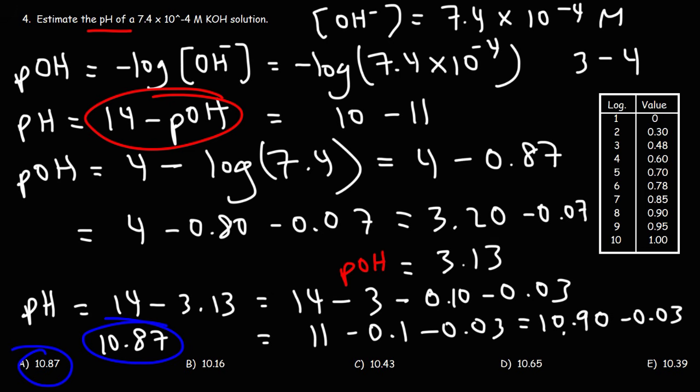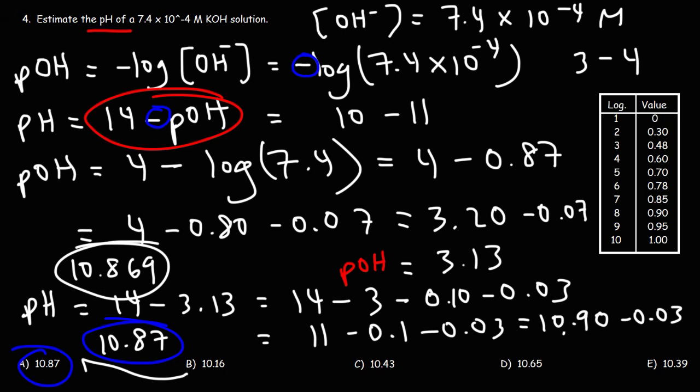But to get the exact answer, if you type in 14 minus log 7.4 times 10 to the minus 4, I take that back. There are two negative signs here. There's this negative and this one. So it's 14 plus log 7.4 times 10 to the minus 4. That's going to be 10.869, which rounds to 10.87. So A is the correct answer.